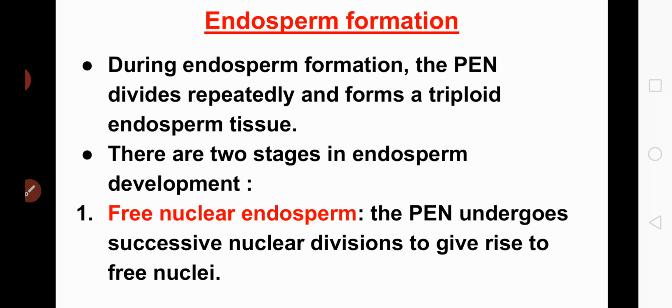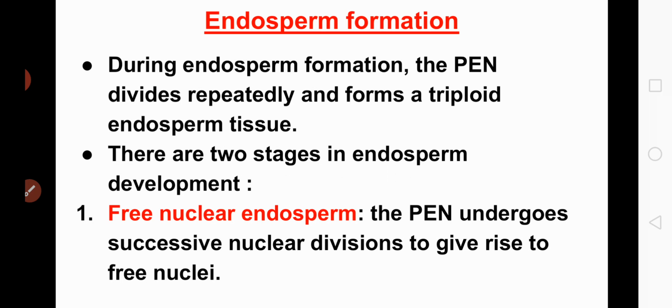So as I said before, the primary endosperm nucleus is formed by the fusion of the male gamete and the secondary nucleus. This primary endosperm nucleus develops into endosperm, whereas the zygote, how is this zygote formed? This zygote is formed by the fusion of the male and female gamete, and this zygote develops into an embryo. So the primary endosperm nucleus develops into the endosperm, and the zygote develops into an embryo.